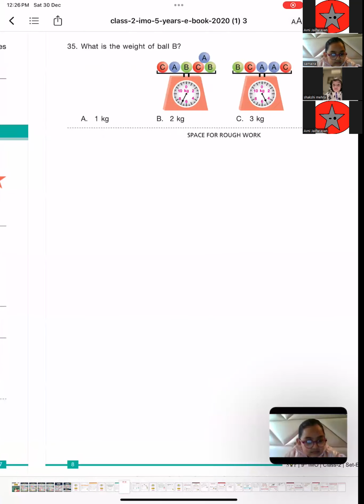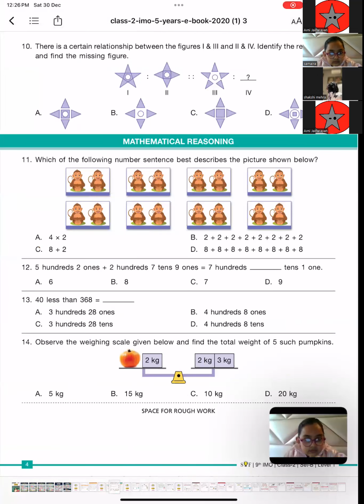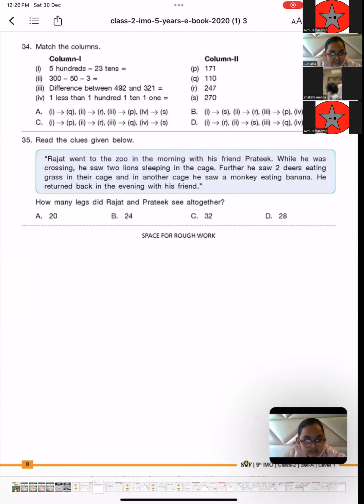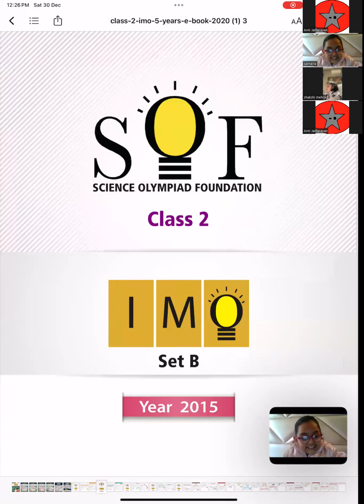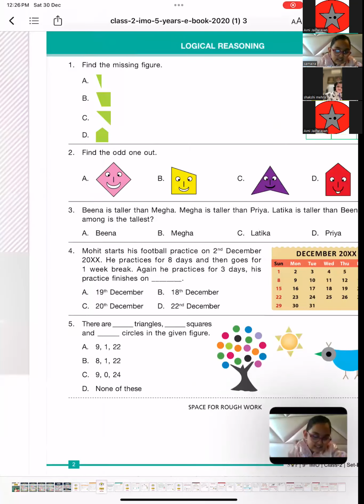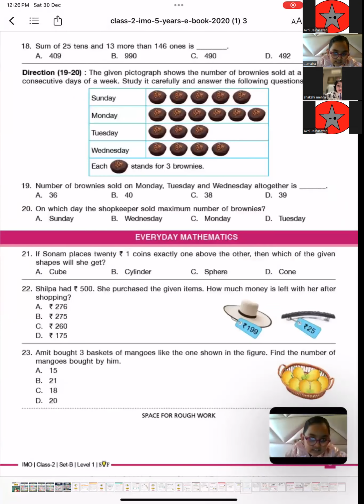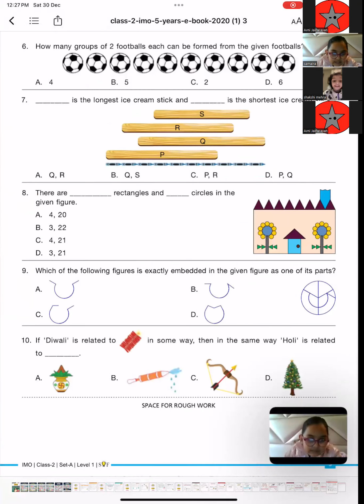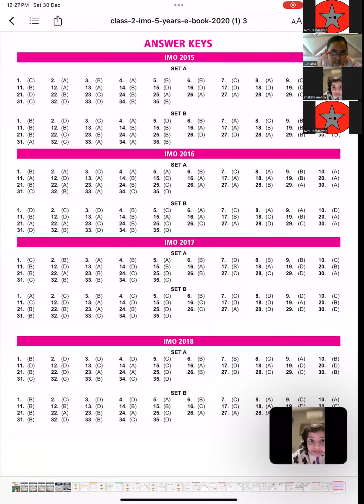We are here on which question? This is 35, okay? We will see. And that is set A 2015. Let's see if I have the answer key. If I have the answer key, set A. See, Samira, answer is B. So it means that they have calculated their legs also.